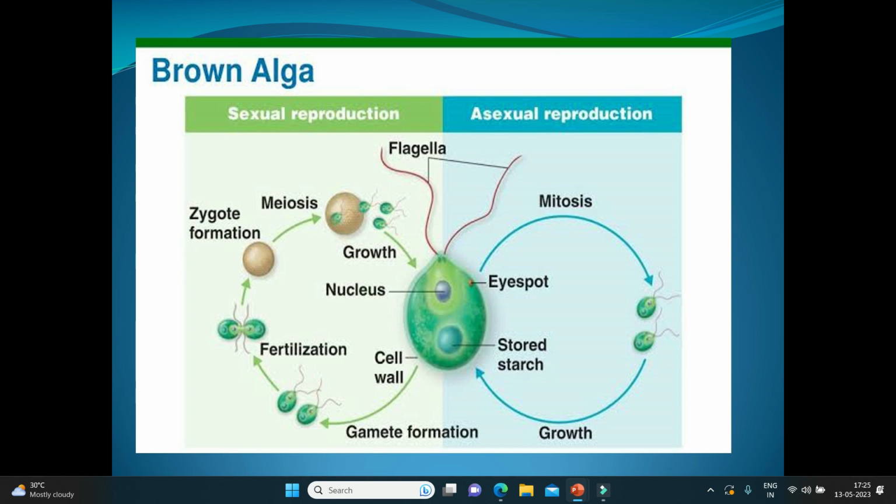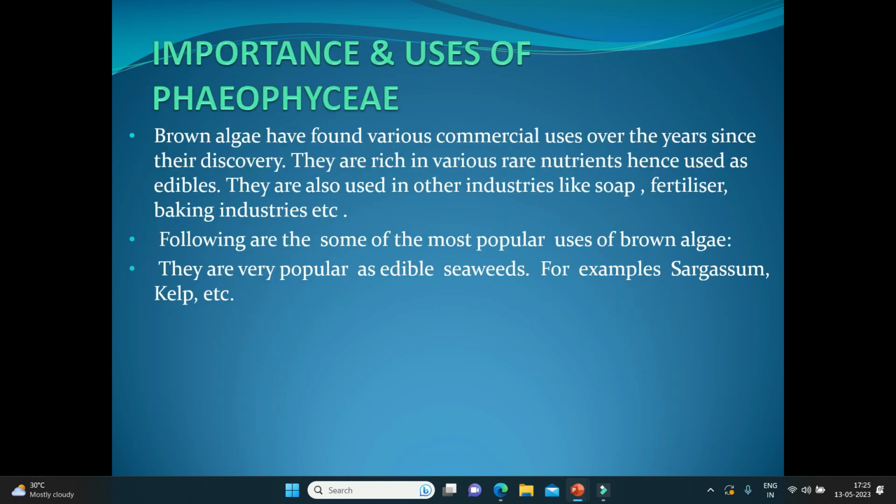And the next, importance of Phaeophyceae. So as I told, Phaeophyceae is known as brown algae. It has found various commercial uses over the years since its discovery. They are rich in various rare nutrients, hence used as edibles also, and they are also used in other industries like soap, fertilizers, baking industries, etc.